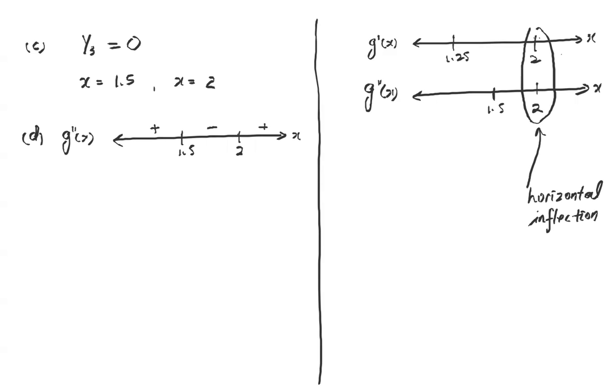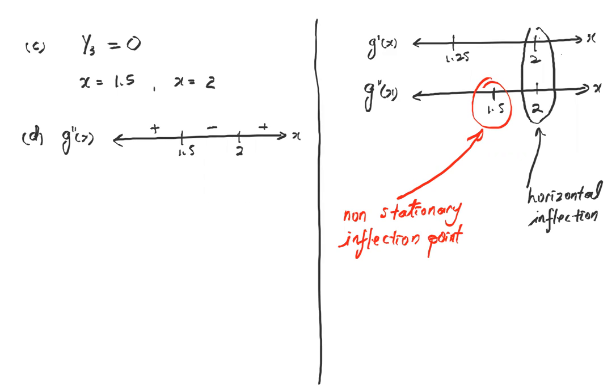This point is called non-horizontal. If you don't want to use horizontal, you can use stationary: non-stationary inflection point. So if I ask you to describe the nature of the inflection point, you must be able to tell me the difference of these two. You don't just tell me inflection point. You have to tell me whether it is non-horizontal or horizontal.